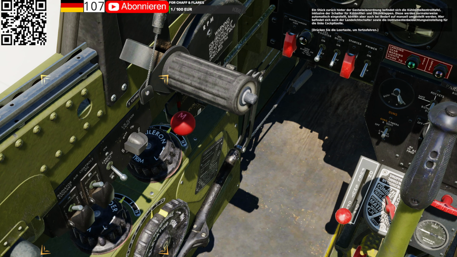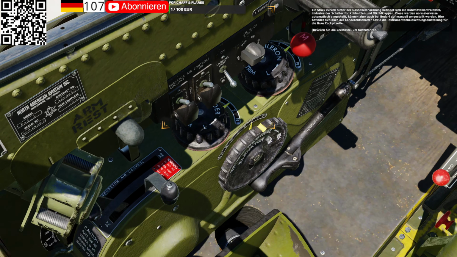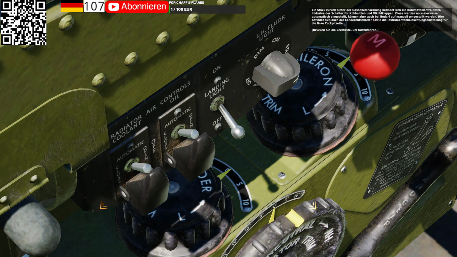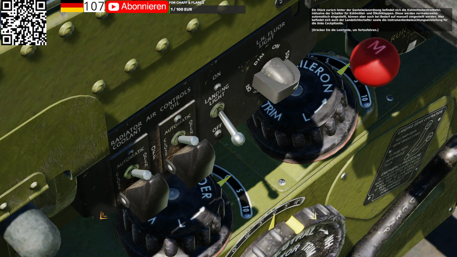Moving back from the throttle quadrant, the radiator air control panel includes switches to operate the coolant and oil radiator flap doors. These are usually kept in automatic, but can be opened and closed manually when necessary. This panel also includes the landing light switch and the left-hand fluorescent light rheostat switch, which controls instrument backlighting on the left side of the cockpit.